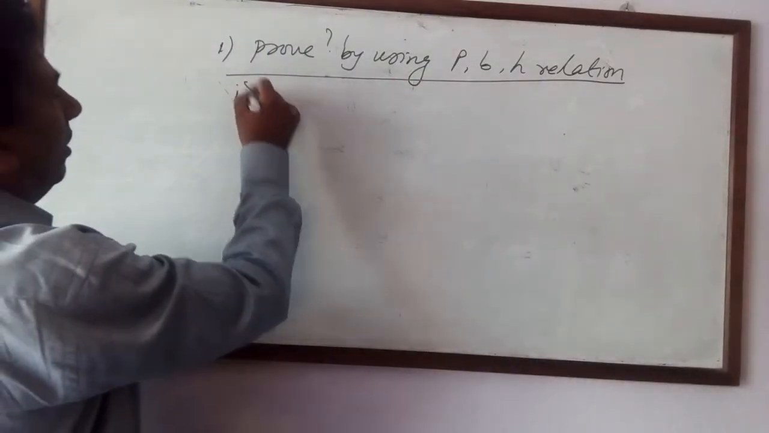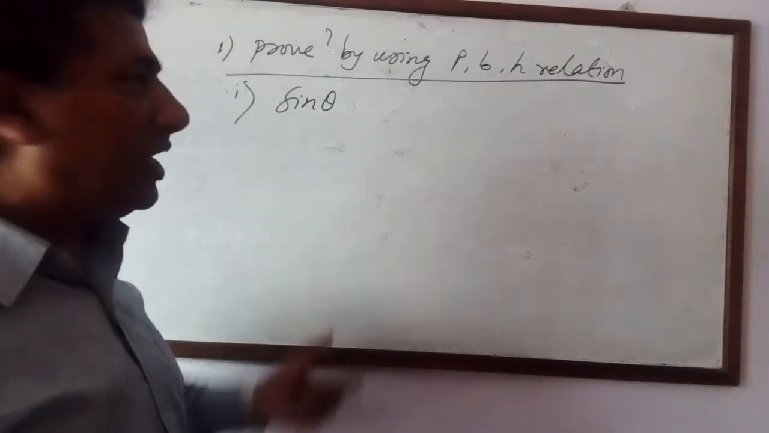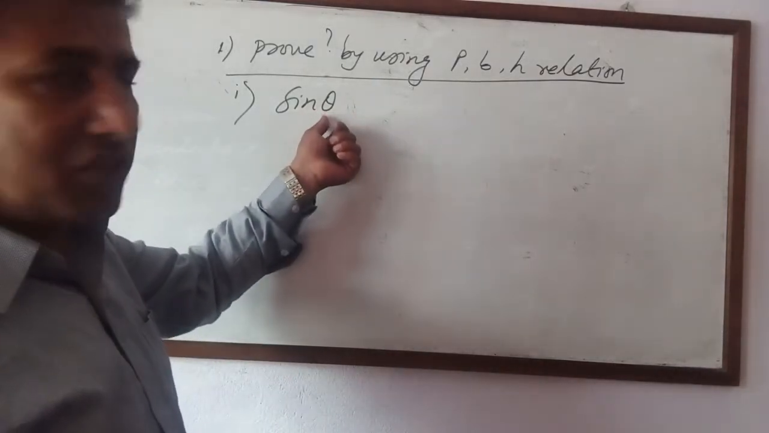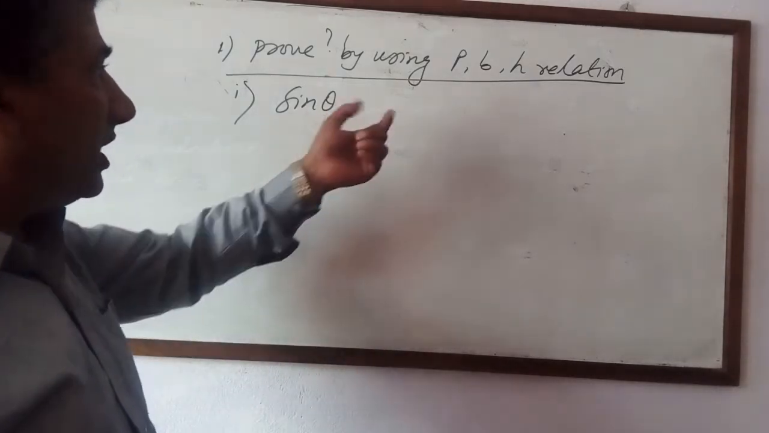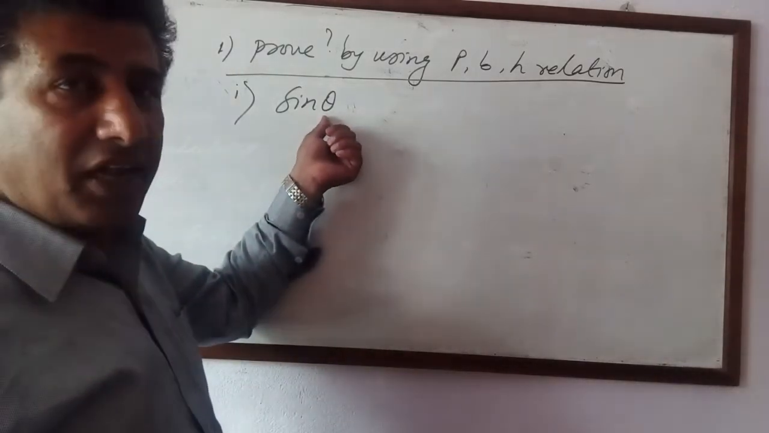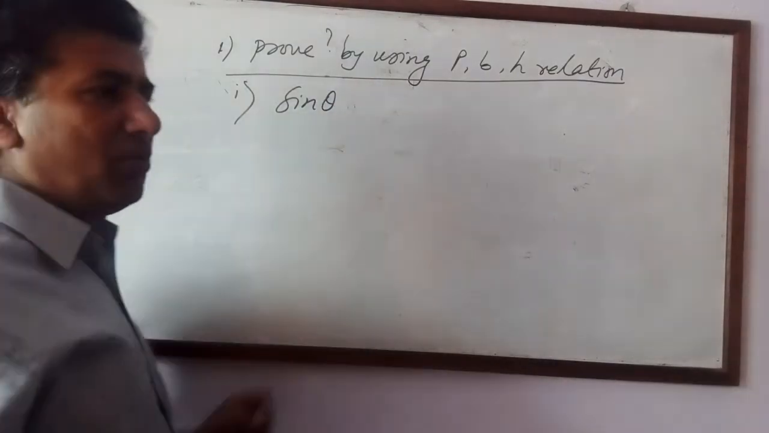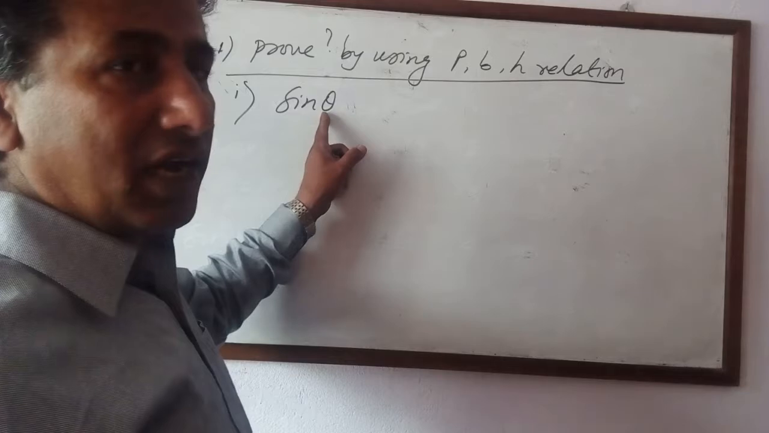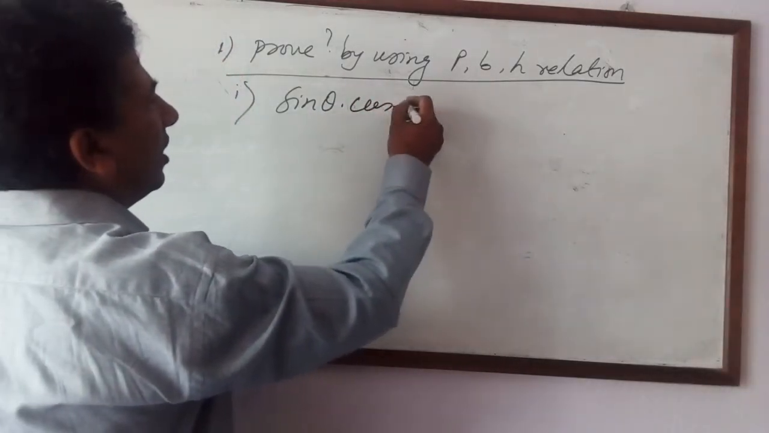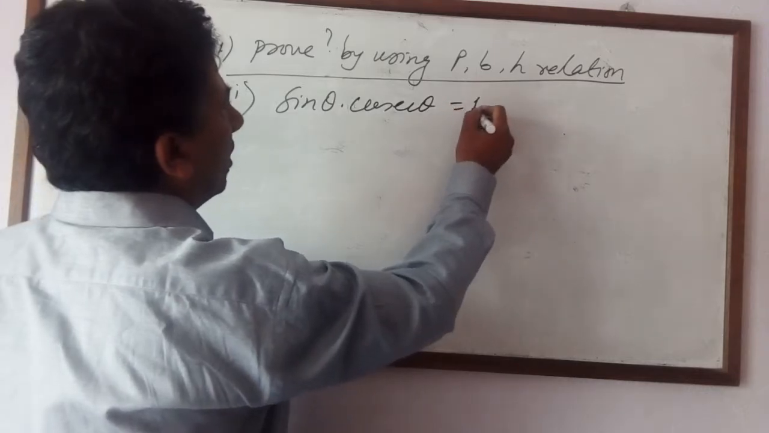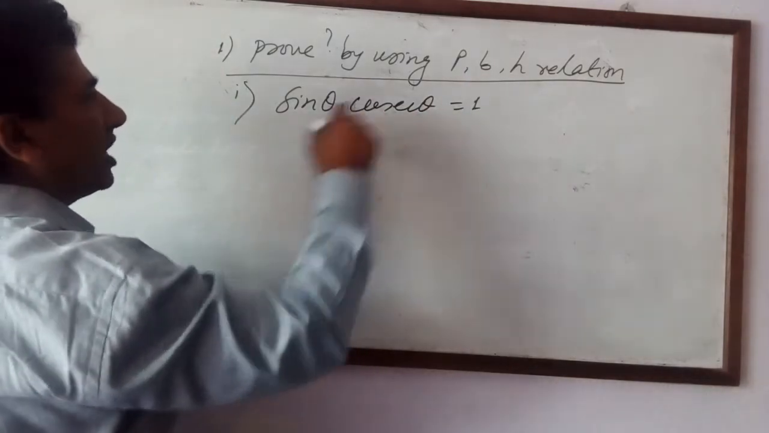Number 1. Sine theta. I like theta, alpha, beta, whatever, A, B, C, anyone will be there. Just I wrote theta there. Theta means any angle. There is a right angle triangle, and in that triangle we have taken angle theta as a reference angle. That's why theta, alpha, beta, any one you can write, no problem. Sin theta times cosec theta equals 1. By using this relation, you have to prove this. Sin theta times cosec theta equals 1.